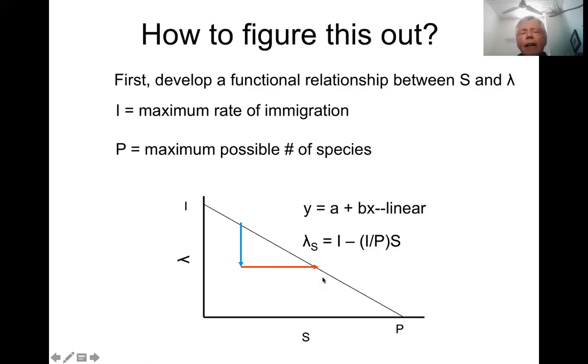It's a declining function, all right? So that is going to be I over P, and the origin of the equation, where S equals 0, is going to be I. So in this case, the formulation for the immigration rate is simply going to be lambda sub S equals I minus IP over S. That's the functional relationship.